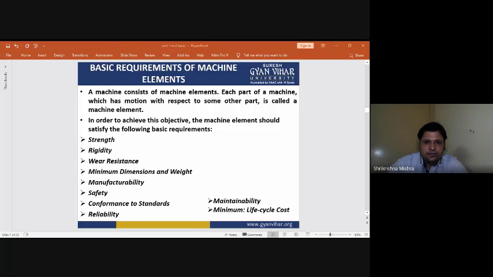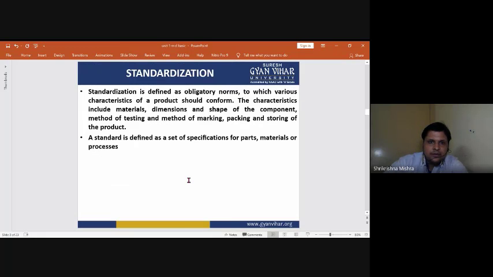Now, these were all the functional requirements of a machine element. Standardization. As I have already told you, this was also a minimum basic requirement of a machine element. So what was standardization? Standardization is basically the norms for using standard shapes. It is defined as an obligatory norm to which various characteristics of a product should conform.